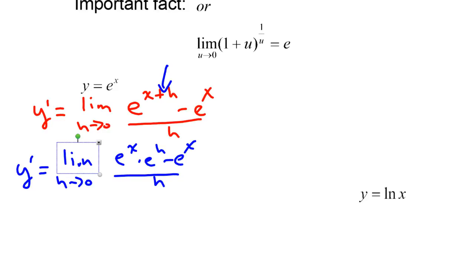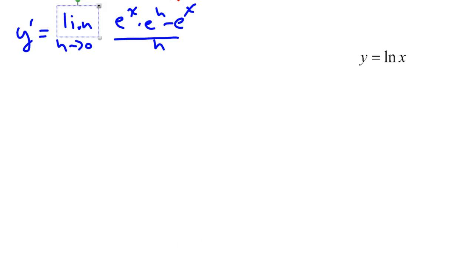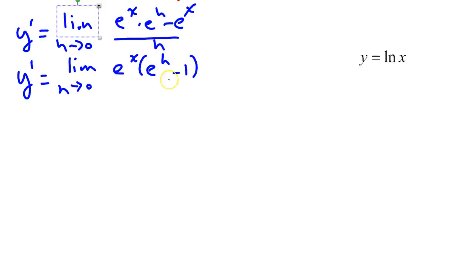Well, from there, as you can tell, I have an e to the x in this first term, and I have an e to the x in the second term. So now I'm going to factor out an e to the x. By doing so, I'm going to get e to the x, parentheses, e to the h, and then minus 1 all over h. All right, now let's focus in on this e to the h term right here, right?